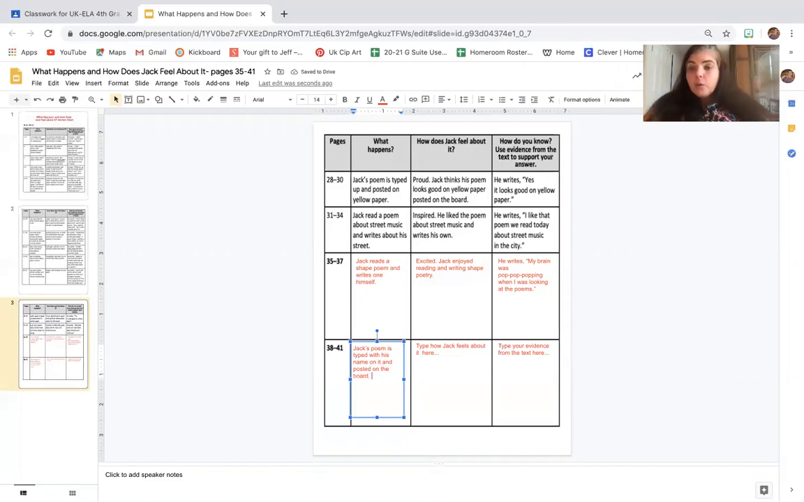Now, I'm going to go ahead and let you pause the video so you can find out how Jack feels about it. When you're ready to continue and type in your Google Doc how Jack feels, go ahead and press play so we can go over together how Jack feels about it. So go ahead and pause and then press play when you're ready to resume.